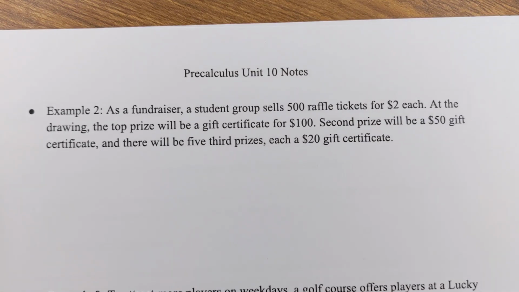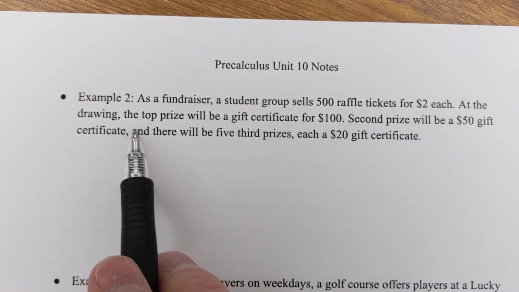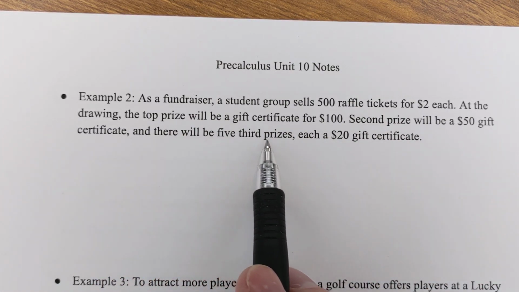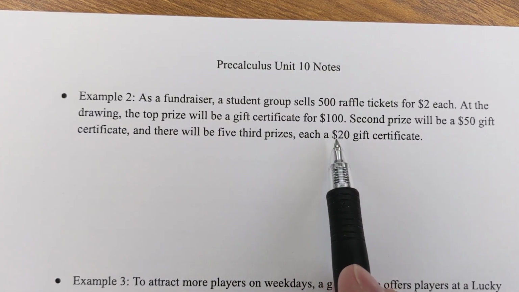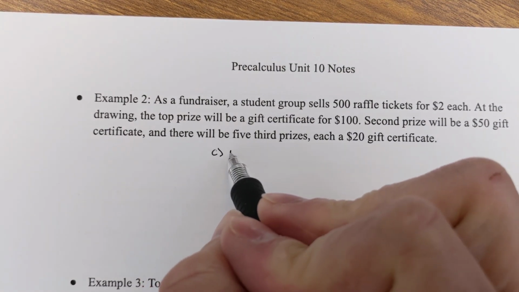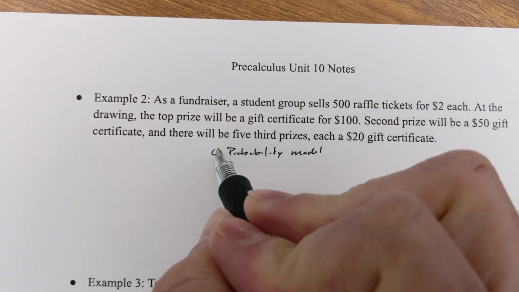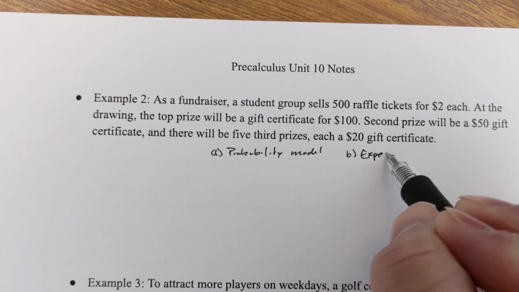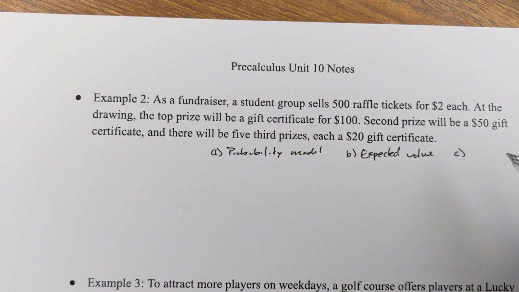Okay, example 2, a fundraiser. A student group sells 500 raffle tickets for $2 each. At the drawing, the top prize will be a gift certificate worth $100. Second prize will be a $50 gift certificate. There will be 5 third prizes, each a $20 gift certificate. There's no question here, so the questions should be: part A, find the probability model; part B, find the expected value; and part C, explain.